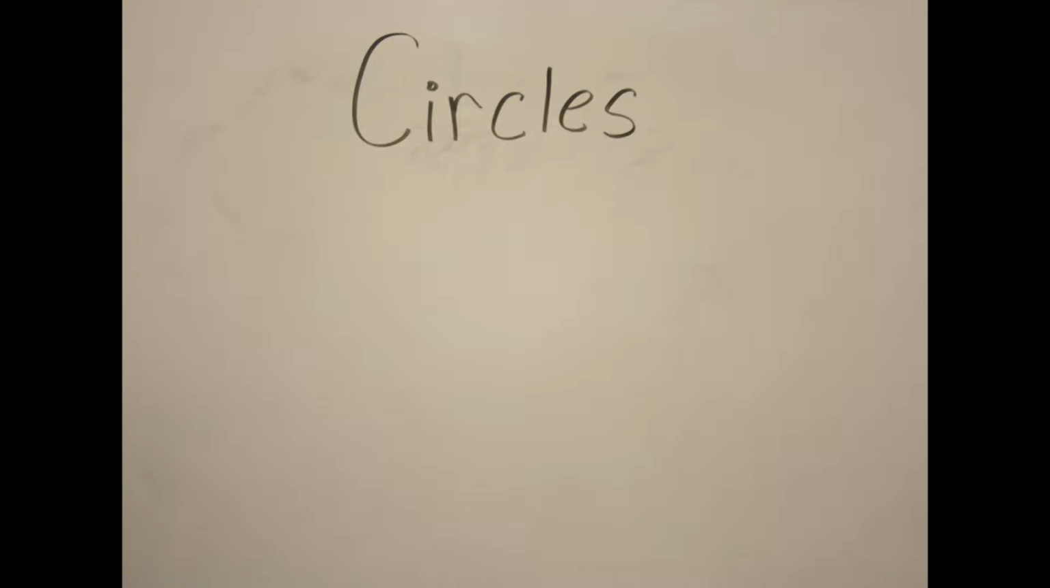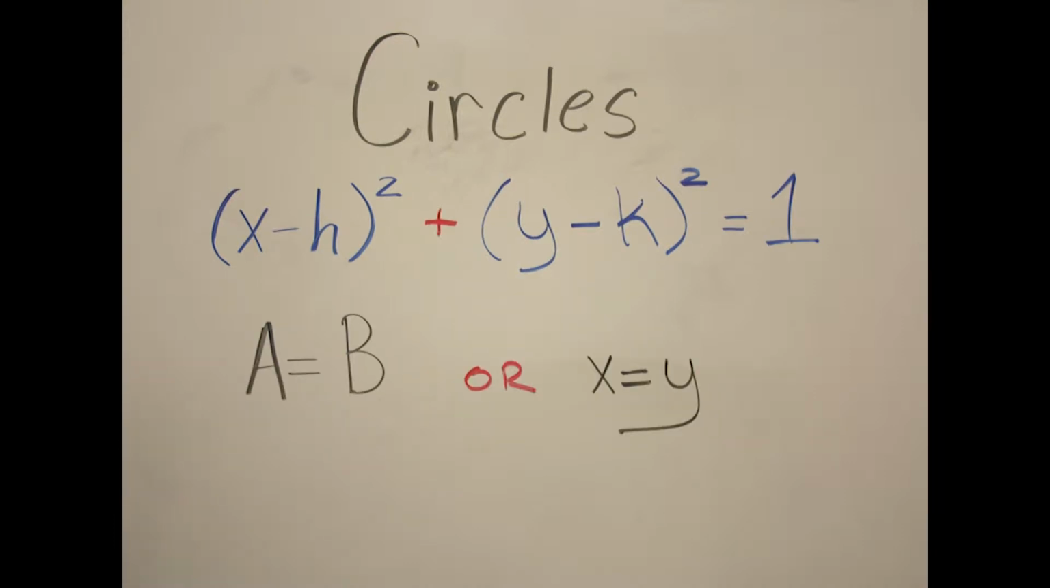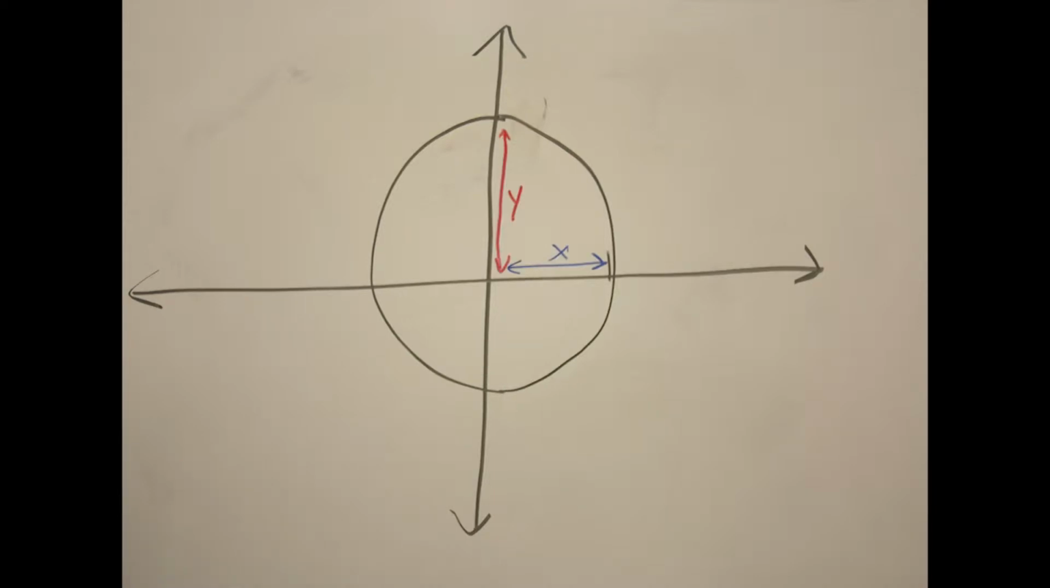Let's start with circles. The general equation for circles is (x minus h) squared plus (y minus k) squared equals radius squared. To help you remember circles, remember these simple rules. A is equal to B, or x equals y, because x and y are the same value. If you look at the graph of a circle, you can see that the radius of x and y are the same, and that's what makes a circle a circle.